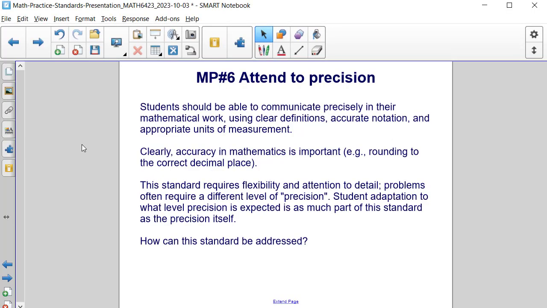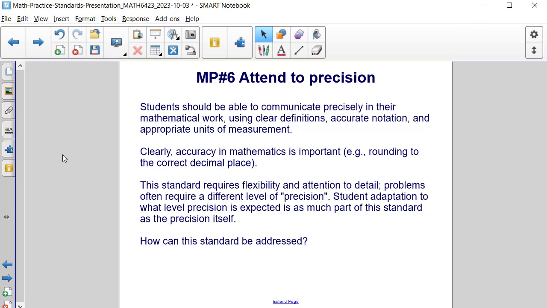Mathematical practice standard number 6 is about attending to precision. Students should be able to communicate precisely in their mathematical work using clear definitions, accurate notation, and appropriate units of measurement. Clearly, accuracy in mathematics is important, for example, when rounding to the correct decimal place. The standard requires flexibility and attention to detail. Problems often require a different level of precision. Student adaptation to what level of precision is expected is as much a part of the standard as the precision itself. Some of you may be asking, how can this standard be addressed?